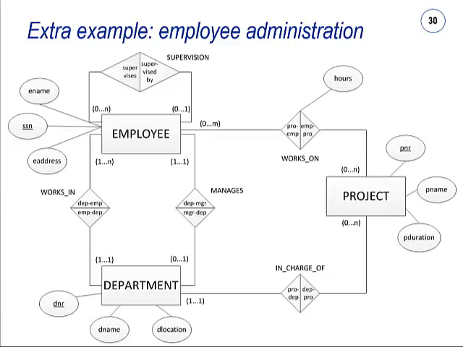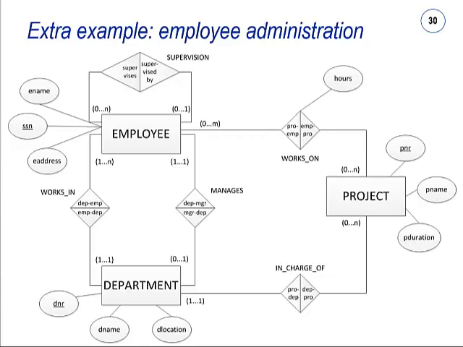An employee works on projects. An employee works on minimum 0, maximum n projects. A project is being worked on by minimum 0, maximum m employees. The works on relationship type also has the number of hours that an employee works on a particular project.